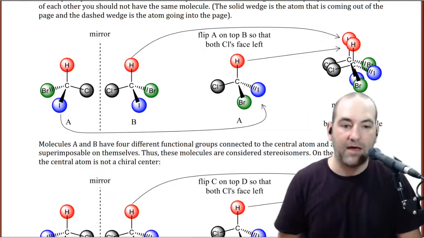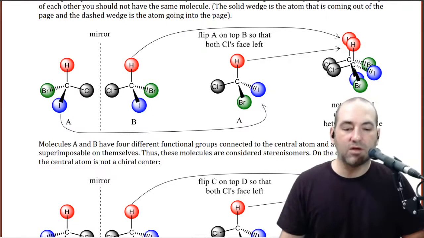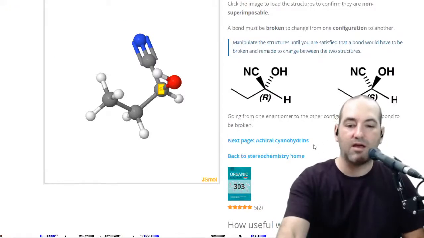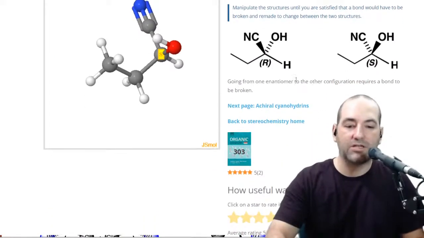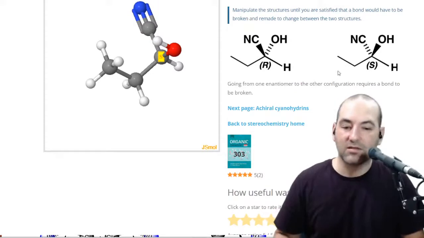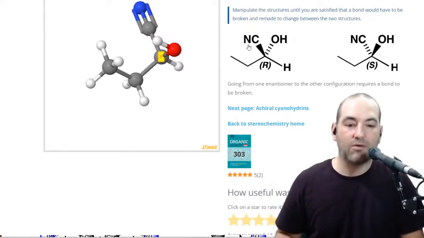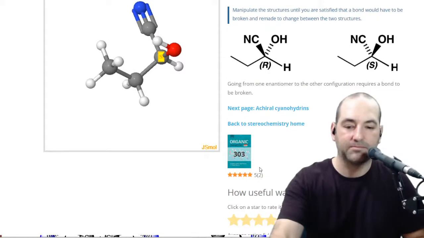Another way of thinking about that, besides the mirror image thing, which can sometimes be confusing with larger molecules, is this example up here on this website. If the dashes and wedges are flipped when everything else in the molecule is the same, then you have enantiomers. So enantiomers will always have opposite dashes and wedges, assuming everything else is in the same position.